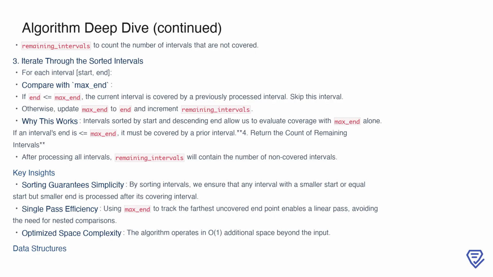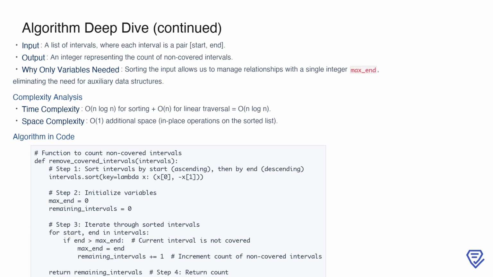This approach works because the sorting ensures that intervals are processed in a way that allows us to identify coverage using only the max_end variable. By the end of the iteration, remaining_intervals will contain the count of all intervals that are not covered by any other. The algorithm uses the sorted list of intervals as input and produces an integer as output, representing the number of non-covered intervals. This efficiency is achieved because sorting the intervals ensures that we only need one variable, max_end, to manage the relationships between intervals. This eliminates the need for additional data structures, keeping the space complexity optimized.